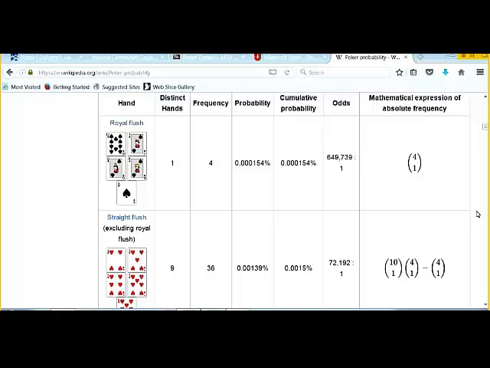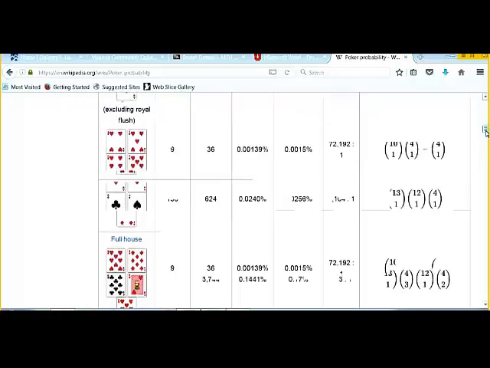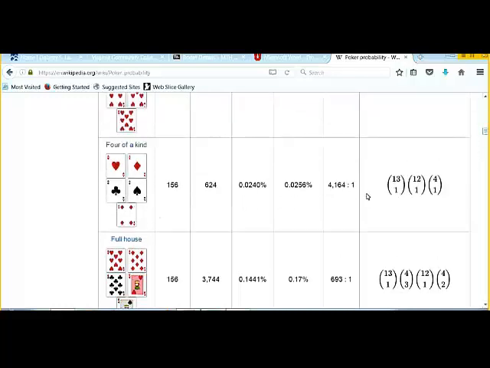And if you go down, you can see the different probabilities of getting certain card hands. The one I just mentioned was a 4 of a kind. There are 624 different 4 of a kind hands. And so if you take 624 divided by 2.5 million and multiply by 100, it's a 0.0240% chance of getting a 4 of a kind when you initially deal cards.